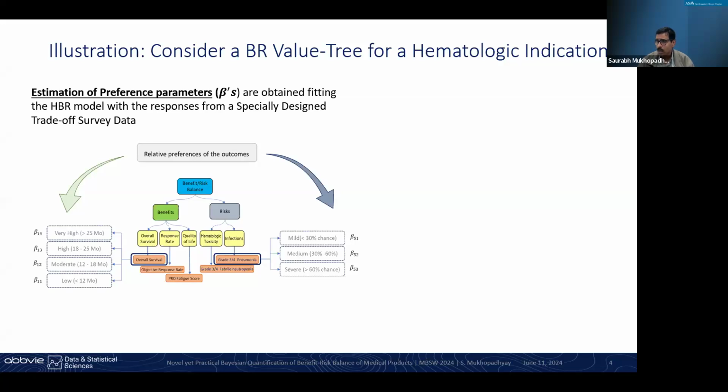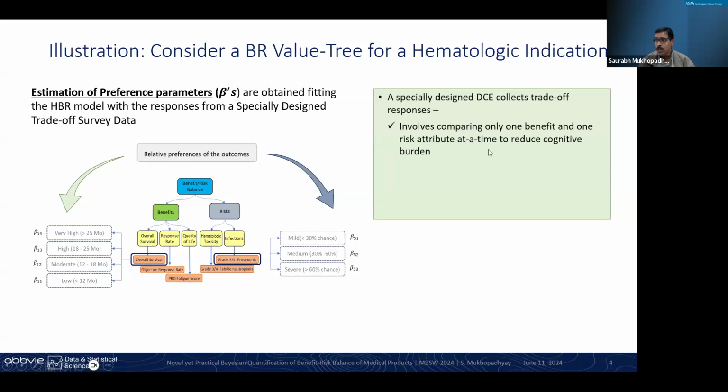And for risk, we identified hematologic toxicity and infections. Within each attribute, we can have different levels, and that's what the betas are, how betas are estimated. And what we do in this survey is, through asking some choice questions, responders make a trade-off to show which one they would prefer in terms of a combination of benefit and risk. That's what we achieved through a specially designed discrete choice experiment.